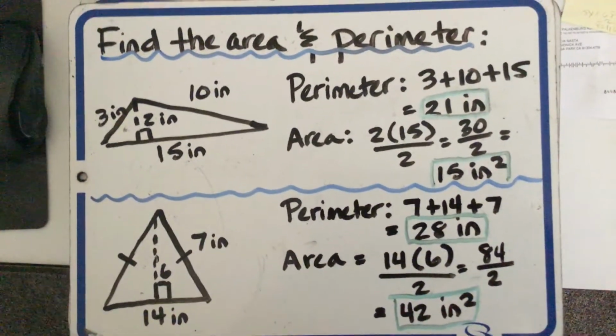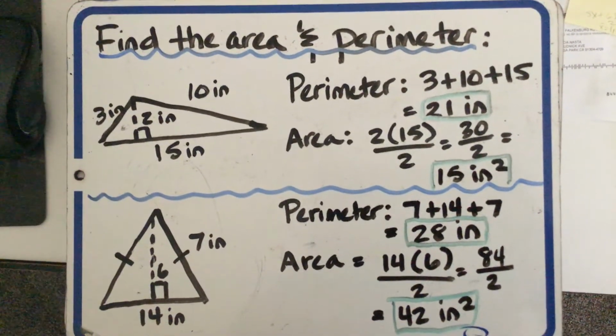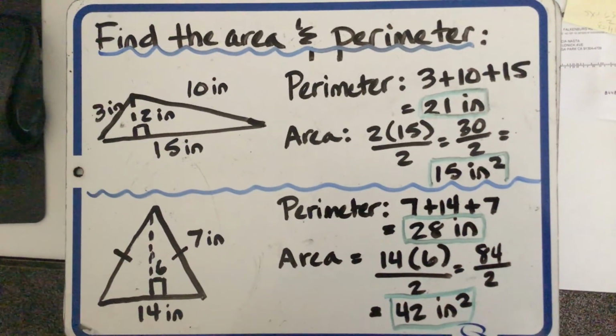I think this is pretty straightforward. I expect you to do well on today's activity. I also included the video from last week on area and perimeter of rectangles and squares.